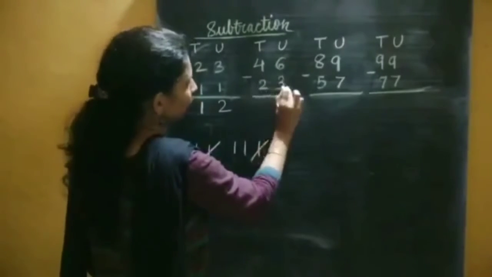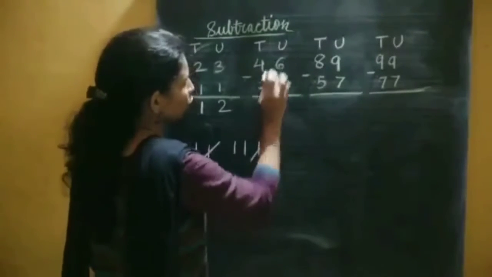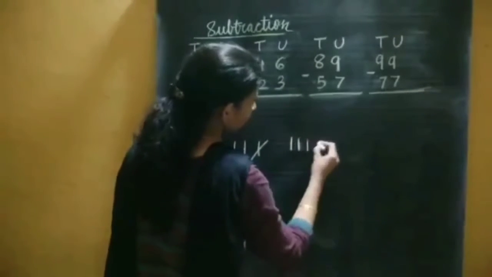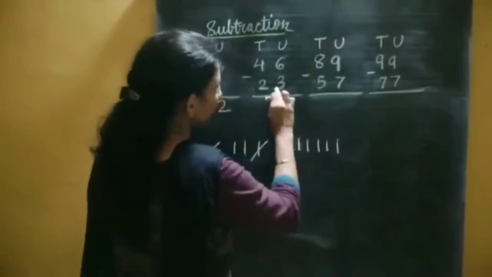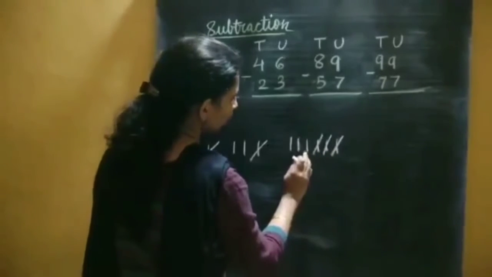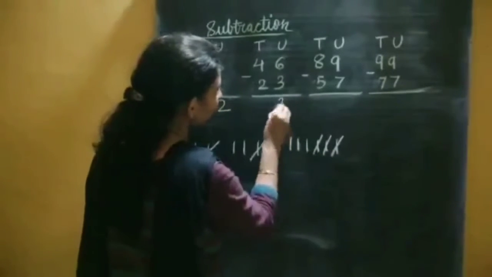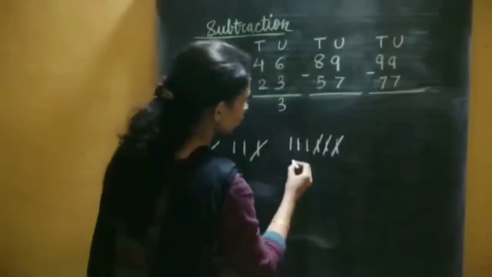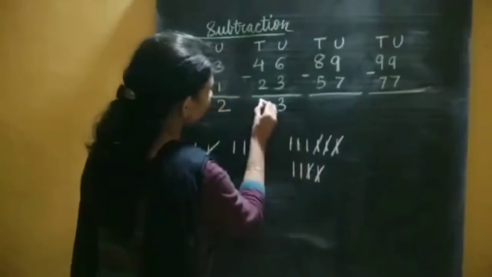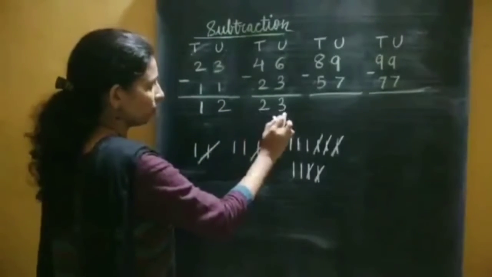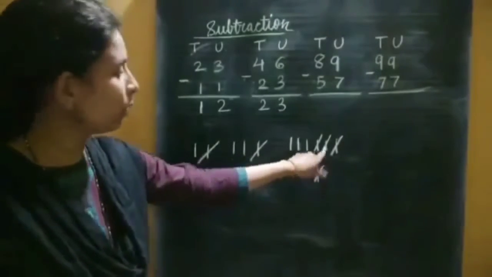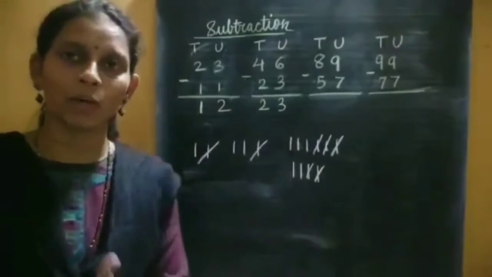46 minus 23. First, subtraction of unit places, meaning 6 minus 3. 1, 2, 3, 4, 5, 6. Minus 3: 1, 2 and 3. Just count how many are left: 1, 2, 3. So write down 3 here. Now 4 minus 2: 1, 2, 3, 4. Minus 1, 2. So 2 lines remain. So the answer is 23. Students, you can solve this by two methods, by drawing lines or by counting forward.